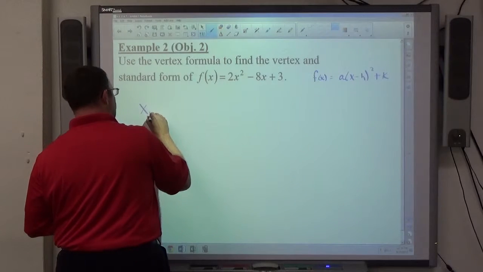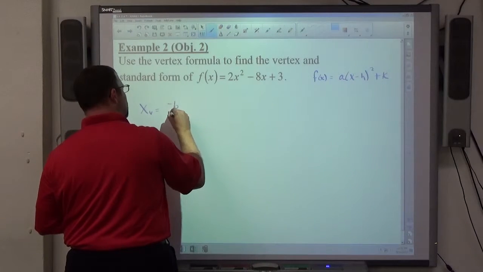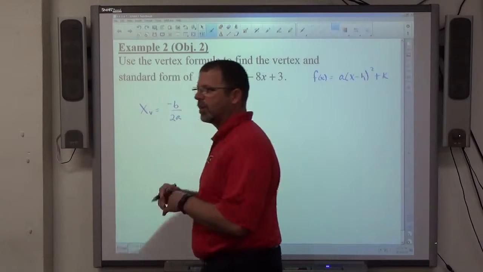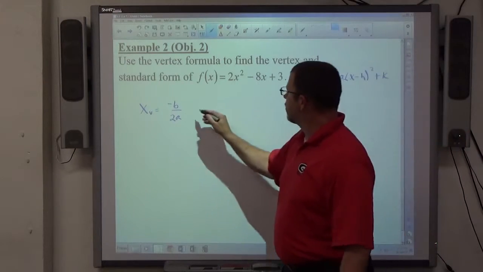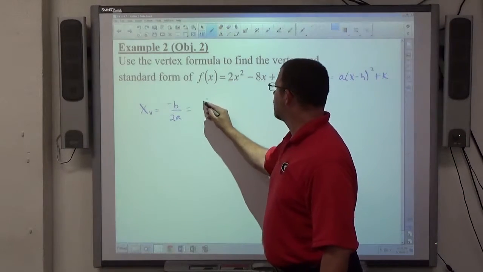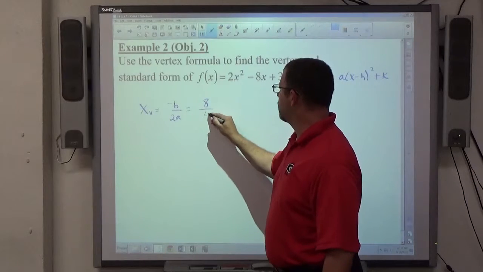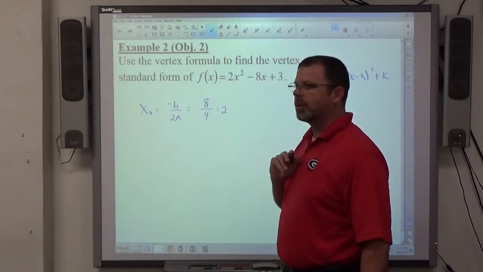The x-coordinate of the vertex is negative b over 2a. Am I familiar? Because that's the way we were graphing parabolas last chapter. Right? So negative b over 2a. So if I do that to this problem, negative b is going to be positive 8. 2a is going to be 2 times 2, which is 4. So the x-coordinate of my vertex is 2.